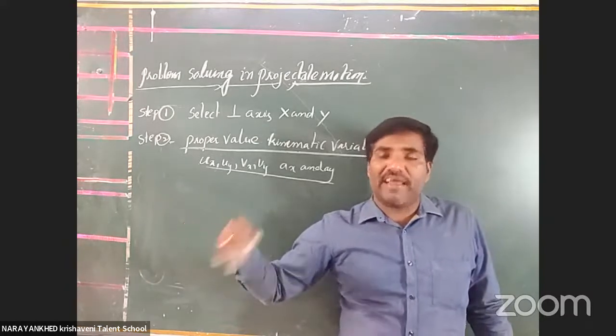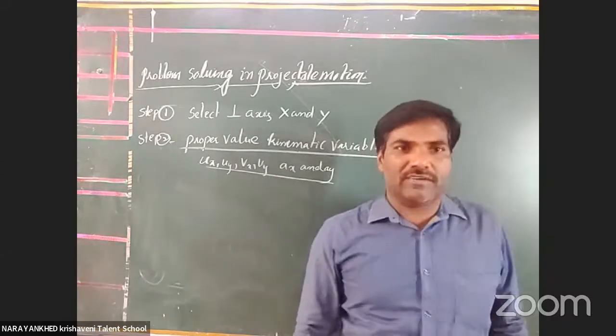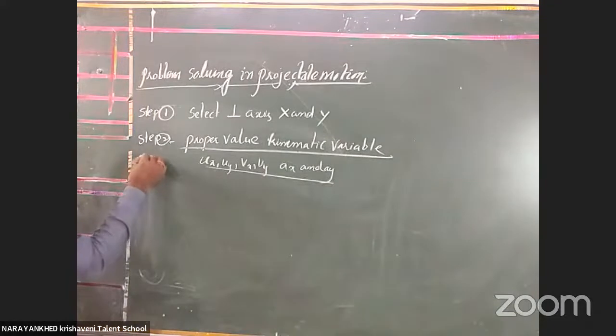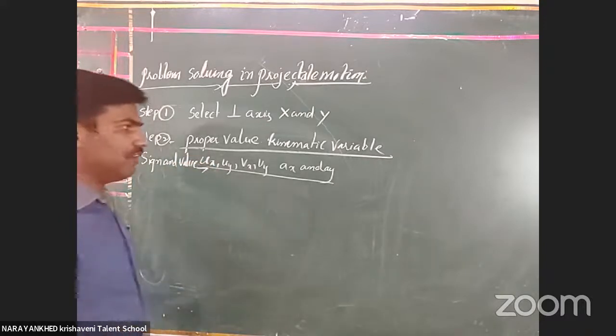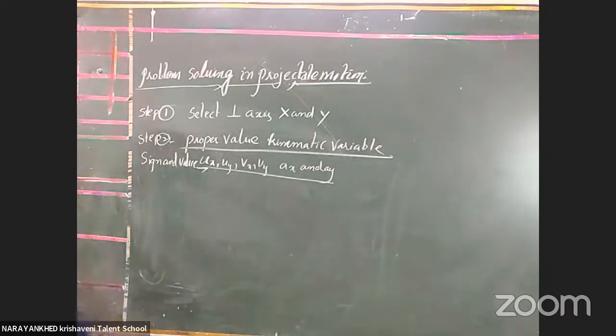Like that you have to take it. All the variables you have to consider. Now the sign and value of ax and ay. Yes, sign and value you should consider for ux, uy, vx, vy, ax and ay. Got it?